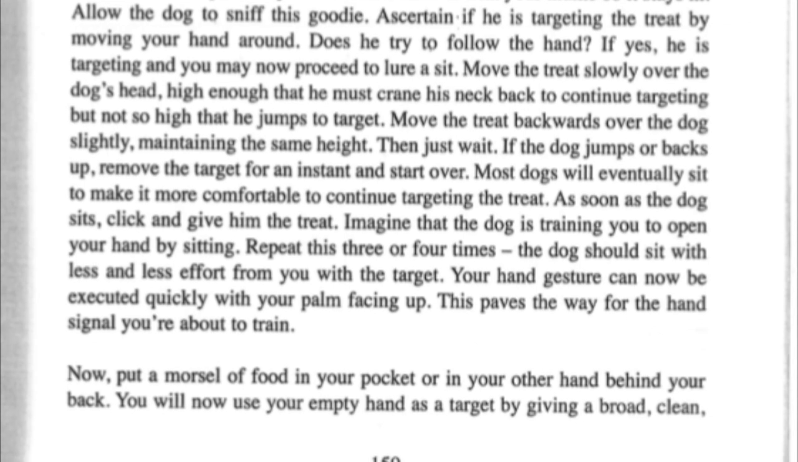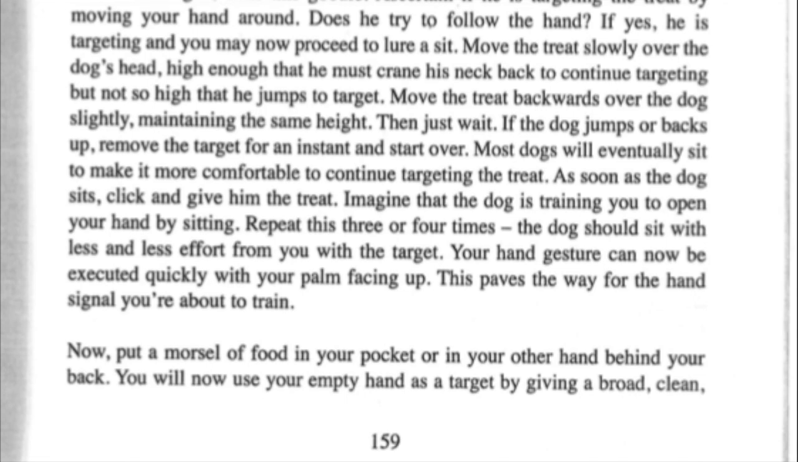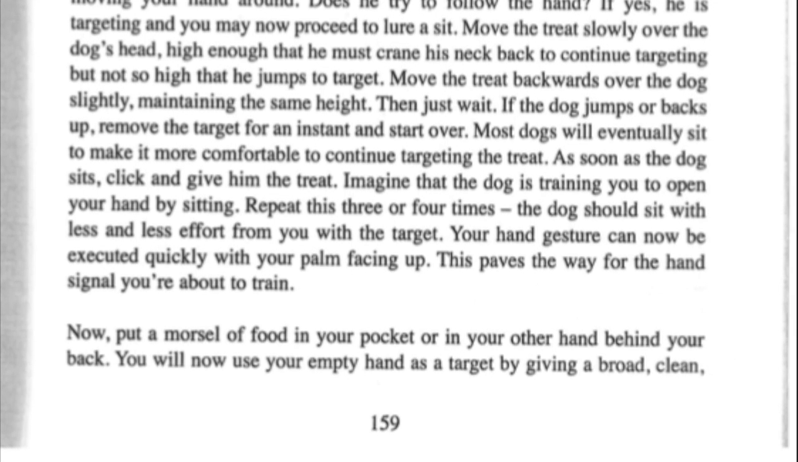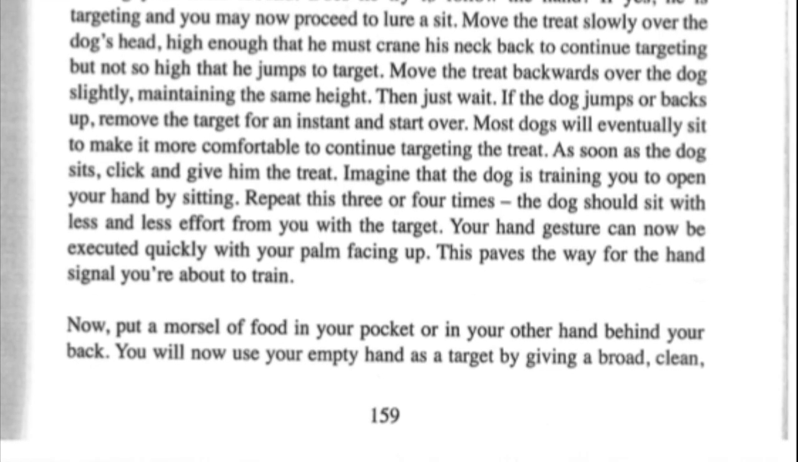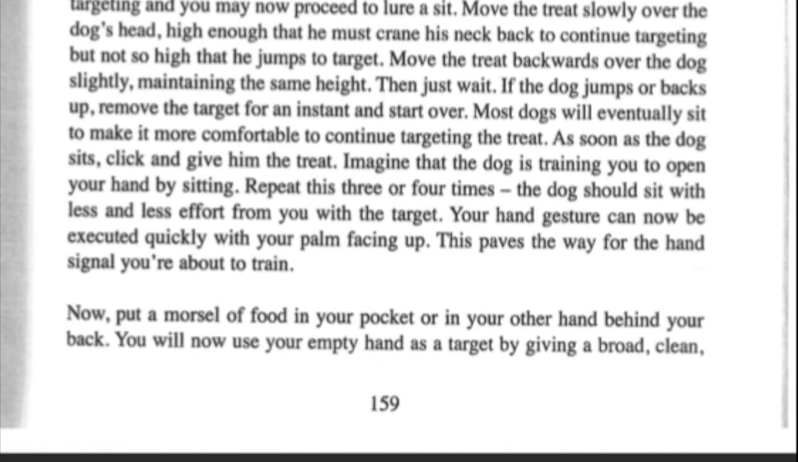Imagine that the dog is training you to open your hand by sitting. Repeat this 3 or 4 times. The dog should sit with less and less effort from you with the target. Your hand gesture can now be executed quickly with your palm facing up. This paves the way for the hand signal you're about to train.